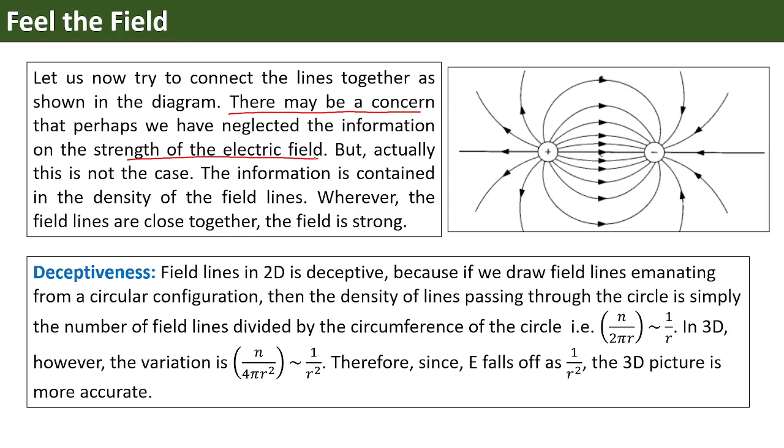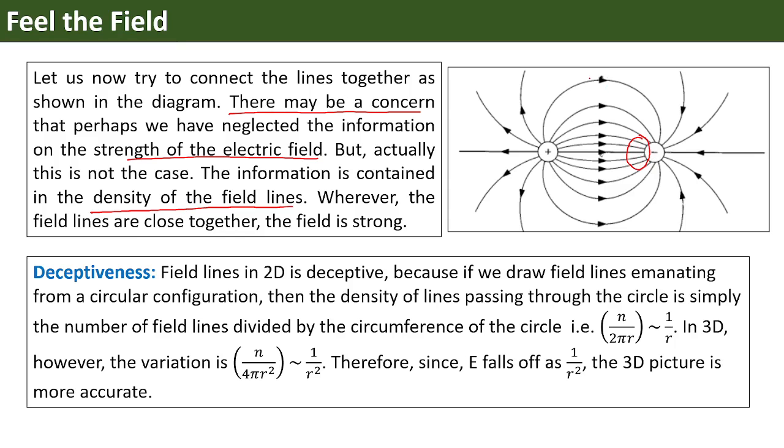So you might feel that I have neglected the information on the strength of the electric field vector, but actually this is not the case. Why is it not the case? Because the information is hidden somewhere else, where the information is contained in the density of the field lines. Now, what is the meaning of density of field lines? For example, look at the field lines right at this particular position. If I draw a circle, you can see that there are almost 1, 2, 3, 4, 5, and 6 lines going through this particular circle.